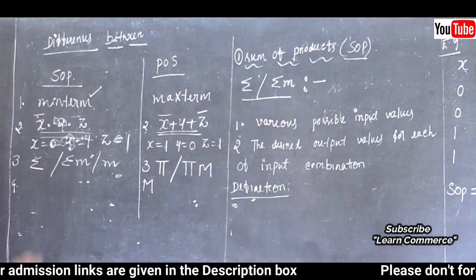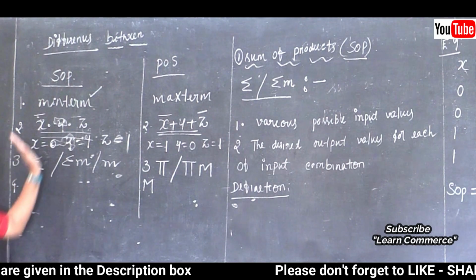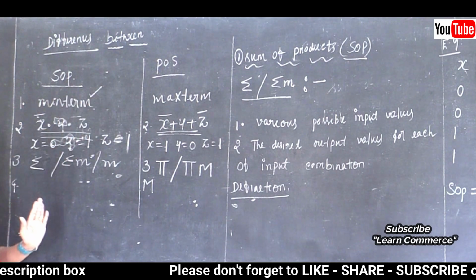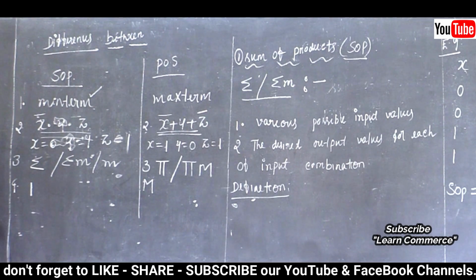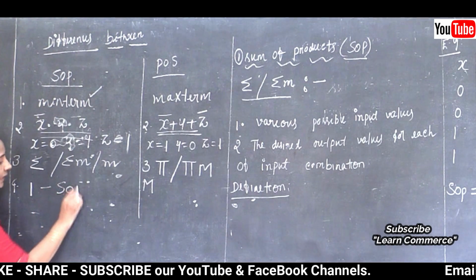And the last thing, the difference between SOP and POS: the binary 1 is used, or considered, to form the SOP. Is this point clear?